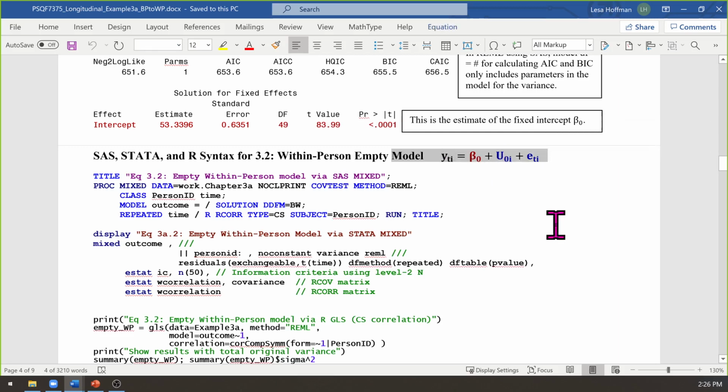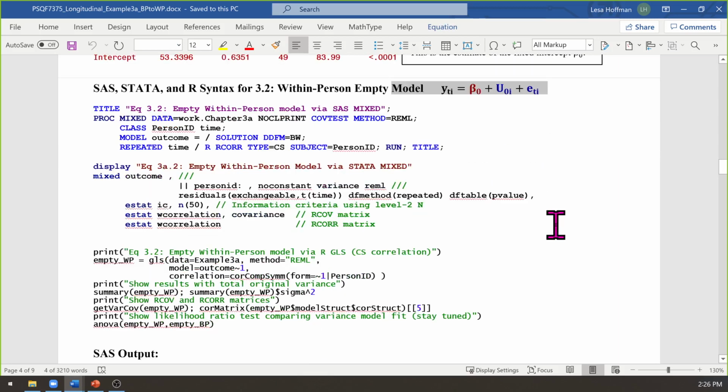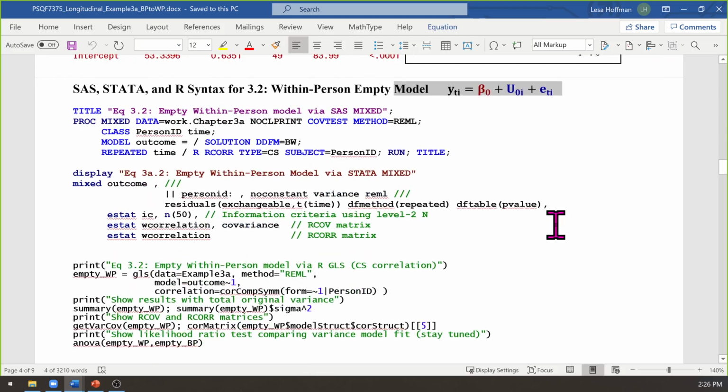New model. So I'm on page 4 here. Let me make this a little bigger. I have added a random intercept. I have added a term to the model for the variance. I have not added any predictors.